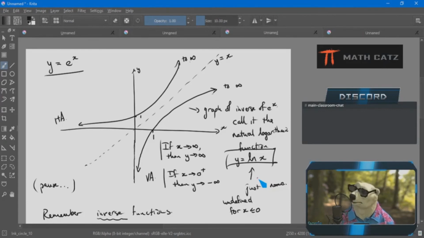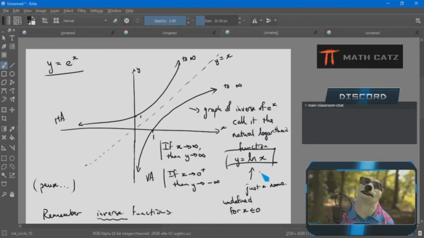Not a hard graph, but you make your life so much easier if you can visualize the graph and read off its properties. Because it's going to happen. It's going to come up. And it just makes everything so much easier.